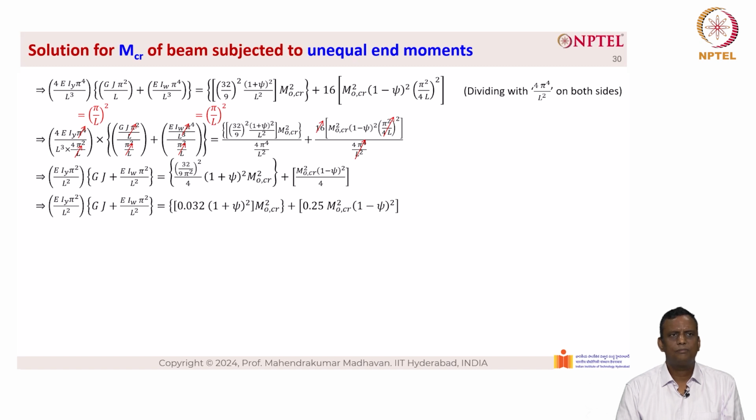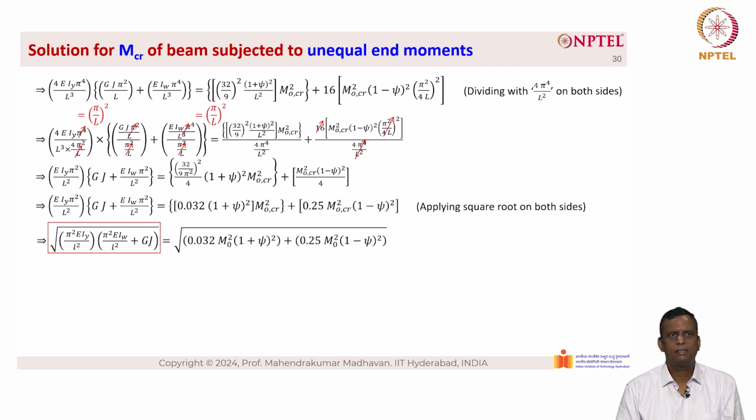And finally, we have on the left hand side EIy into pi square by L square into GJ plus EIw into pi square by L square, which is given on the right hand side as 0.032 into 1 plus psi the whole square into m naught square critical plus 0.25 into m naught square critical minus 1 minus psi the whole square. So we apply square root on both sides.